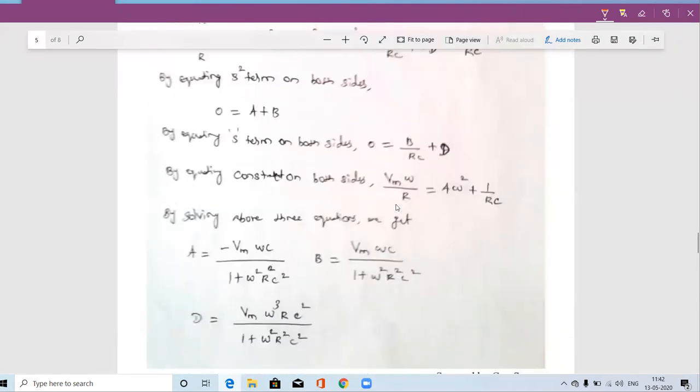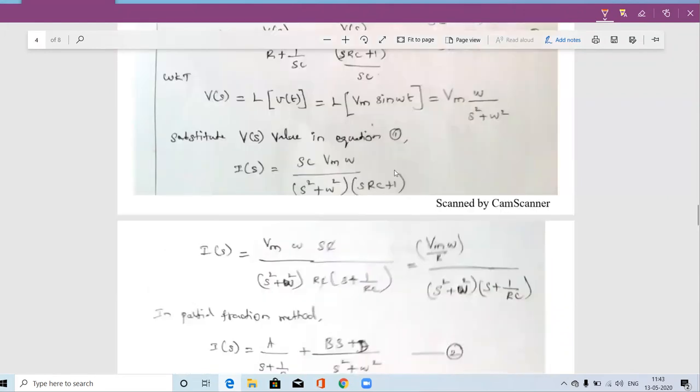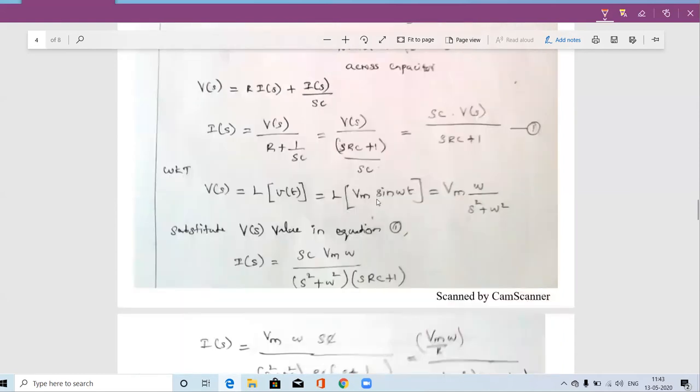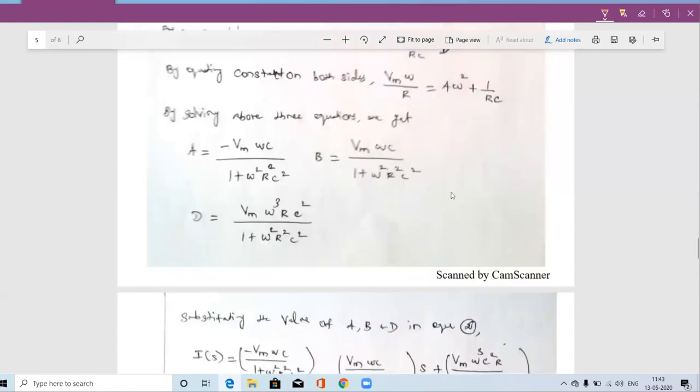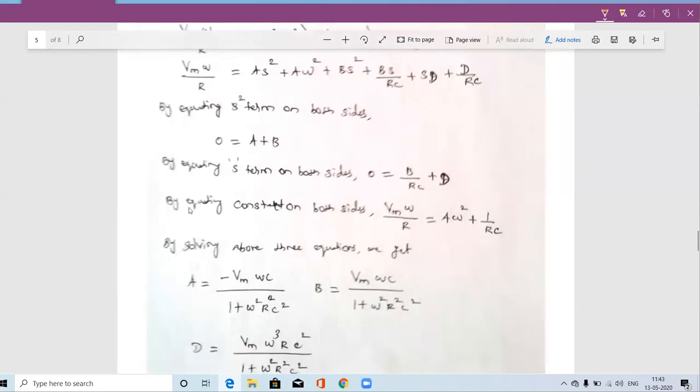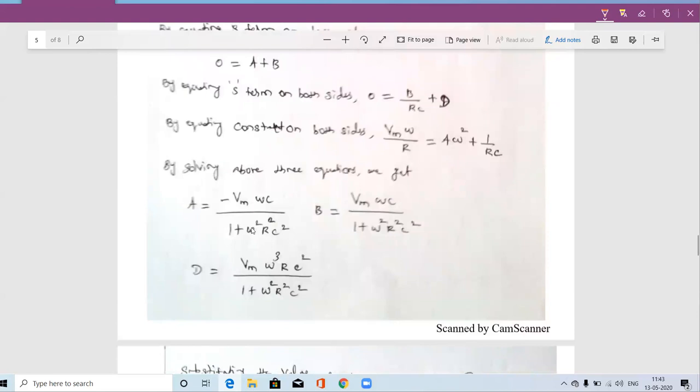If you studied the RL circuit, the RC circuit is a similar method. The only difference is that here the voltage across the capacitor is 1 by C integration of i dt. The Laplace transform of the integration of i of t is I of s by s. In the previous RL circuit, s into I of s came, here it is I of s by s. Okay, that is the difference. And you have to remember the answers a, b and d. We can solve all three, we can solve it by the substitution method, but it will take a lot of time, so you just remember these answers. a, b, c, d are all easy: the denominator is the same, the numerators a and b are the same, only d is somewhat different, omega power 3 C power 2 R, in descending order like this. Understood?